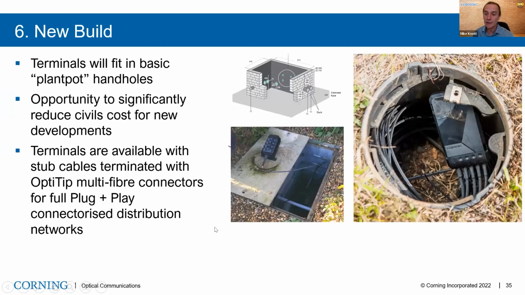And finally, new build. Normally the Openreach specification for new build has very generous chambers, which can be brick built or prefabricated. But clearly, the hole that these terminals need to go into the ground is much smaller, and these very small plant pot type underground chambers are suitable for these terminals. So there are clearly some pretty significant savings to be made.